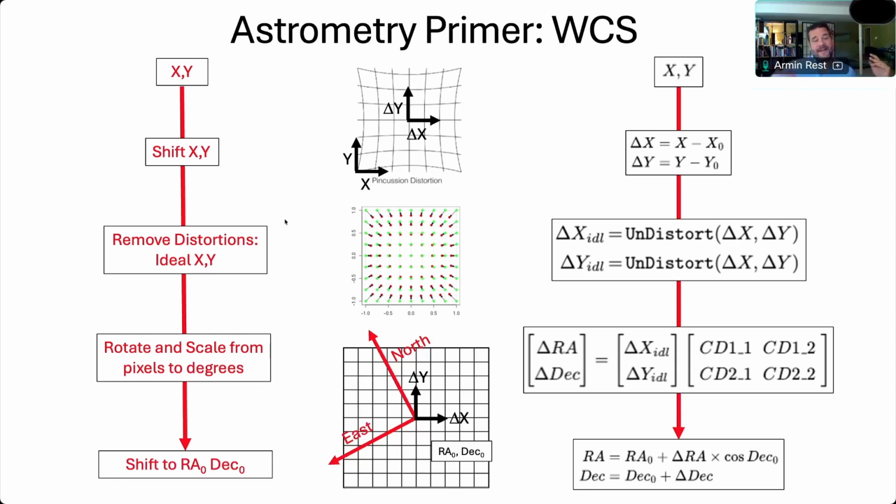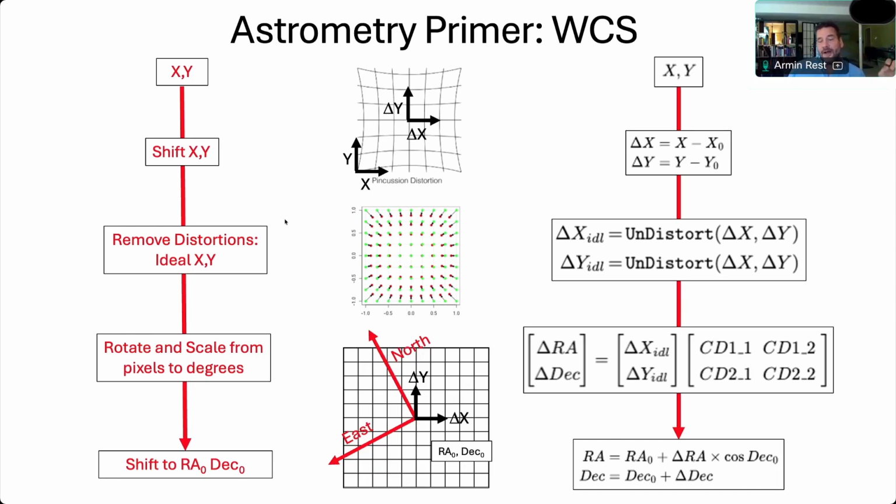So this here is now the real-world WCS primer. You start with X and Y, then you move it to the center of the detector, and then you use these distortion terms that are normally provided by the observatory, measured with calibration frames. You don't have to worry about determining these, and you can just convert that into this ideal coordinate system.